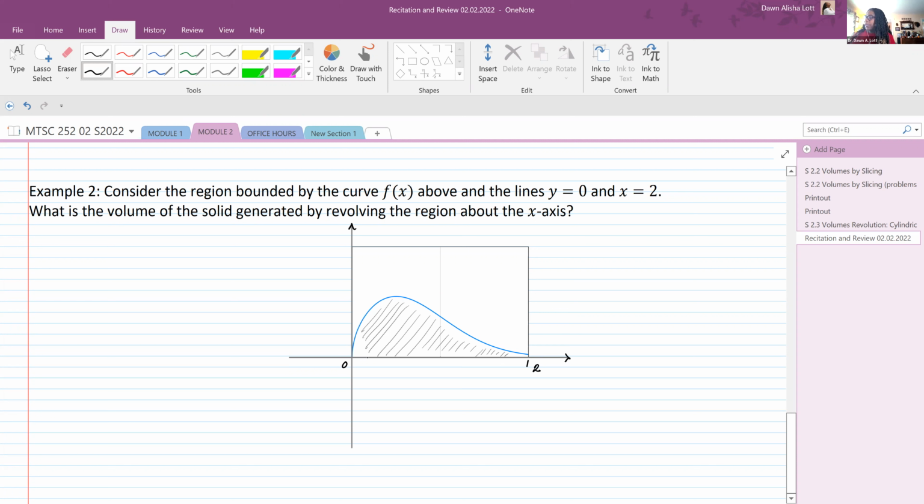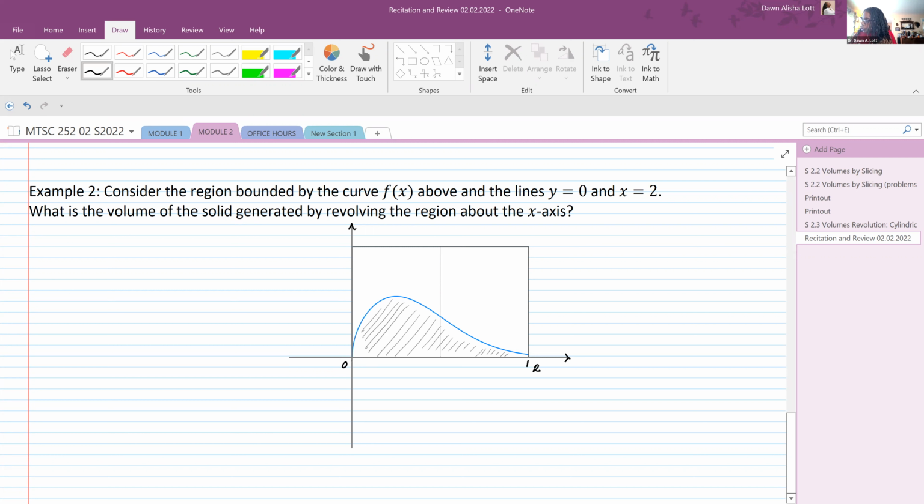So consider the region bounded by the curve f of x above, by the lines y equals 0, that's the x-axis, and x equals 2, that's on the right-hand side. So I have that region. What is the volume of the solid generated by revolving the region about the x-axis? So when I revolve it about the x-axis, every point is going to revolve around the x-axis, and when it revolves, it's going to make a circle or a disc.